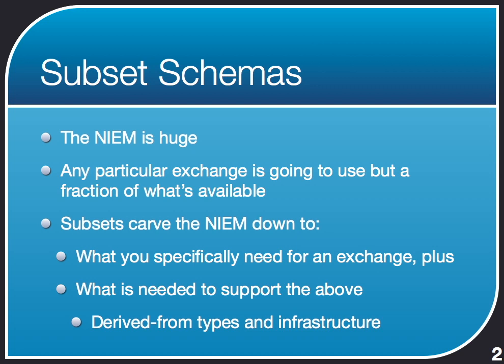So it basically comes down to two parts. What you specifically need for your exchange, you need elements A, B, and C for your exchange, plus you'll need some stuff to support A, B, and C. You'll need the types thereof, you'll need what types those types are derived from, and you'll need the infrastructure pieces in the NIEM as well. So that's what we mean when we talk about a subset schema. It's a schema that represents a subset of the NIEM as a whole, having only the pieces you need for your information exchange, instead of having to deal with the entire NIEM.